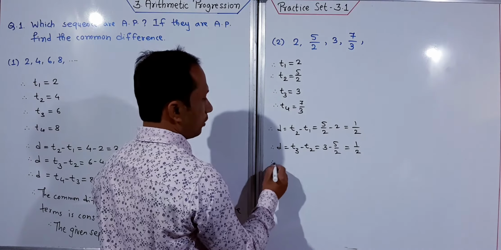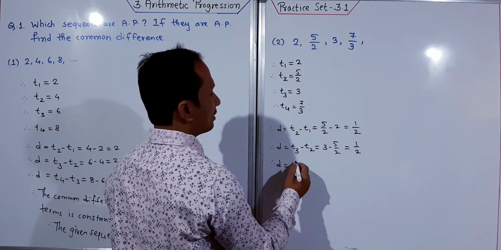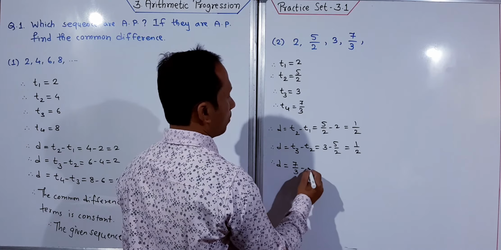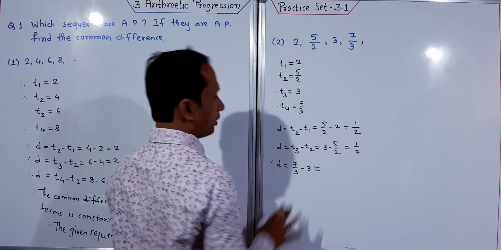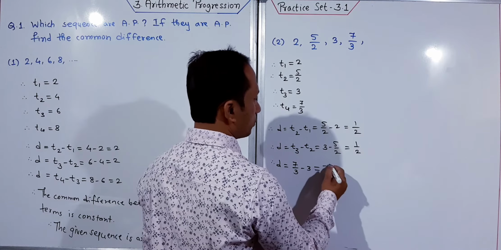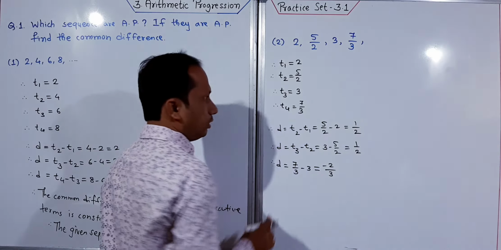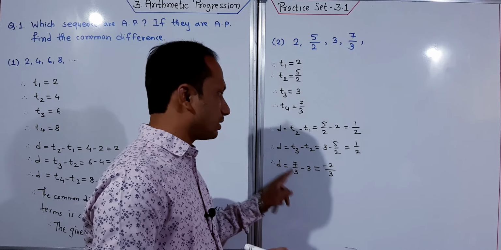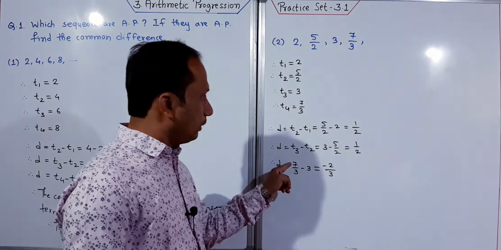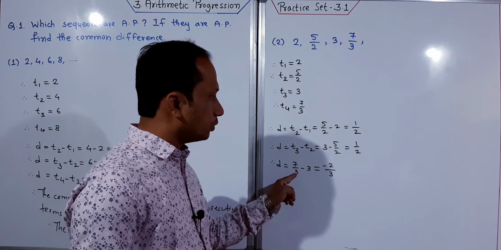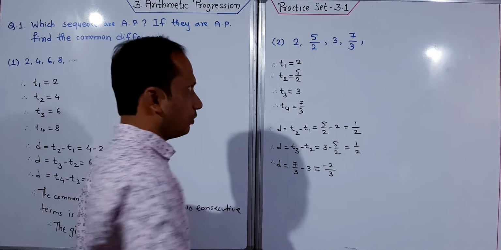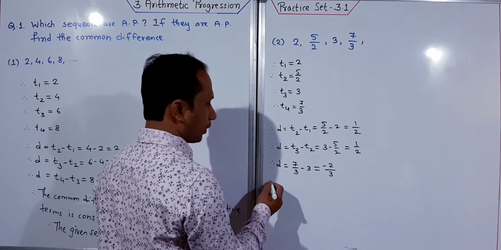And then D is equal to T4 minus T3, 7 by 3 minus 3. Actually I thought there is a printing mistake, but we can carry on as it is. Because whatever is given, 3 minus 3 into 3 is 9, so minus 2 upon 3. If suppose in place of this 3 there is 2, then this is an AP. Maybe there is a printing mistake. If here you get 2 in place of 3, then this is an AP. Don't mind, we'll take it as it is. We can't just take it otherwise.